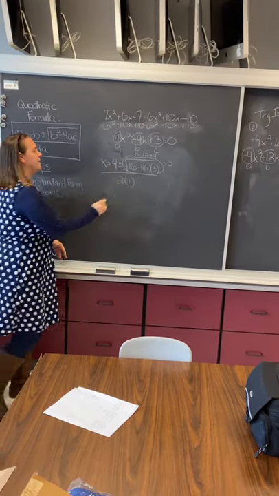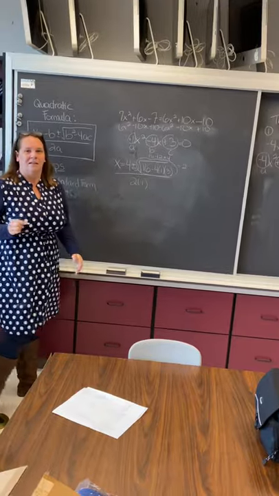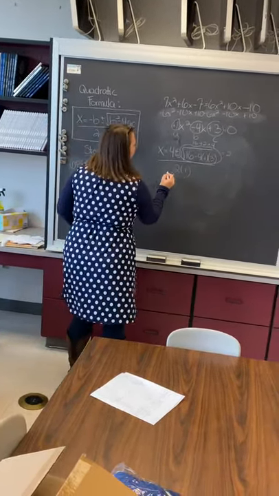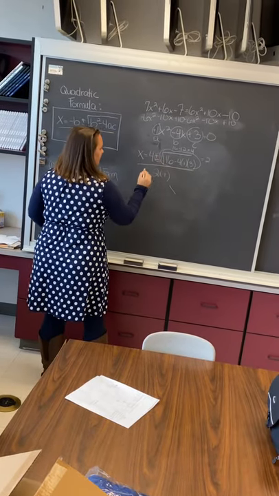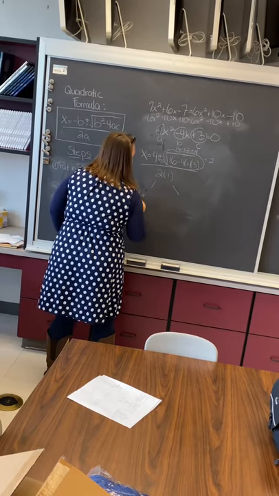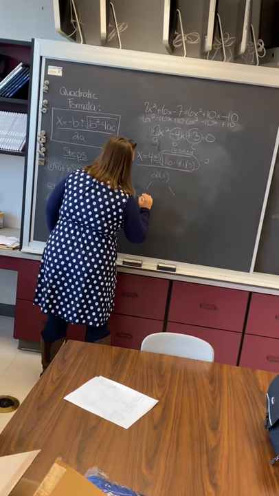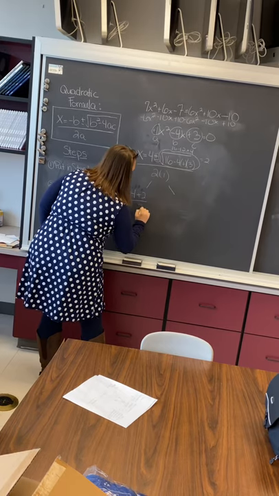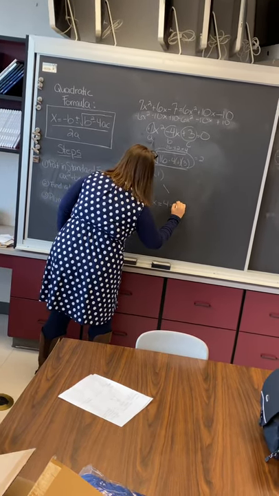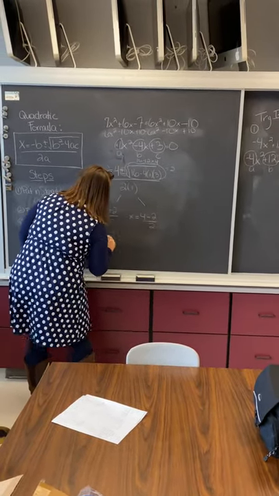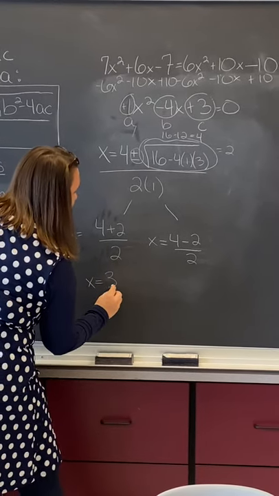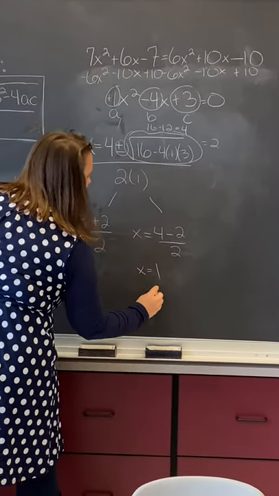What's it mean when I see this sign? Two equations. Break it into two equations. Good job. So I'm going to break this down into two equations. I have 4. I'm going to make one of them plus. I said everything under here is 2, all over 2. This one, I'm going to make minus. When I simplify, I end up with x equals 3 and x equals 1.